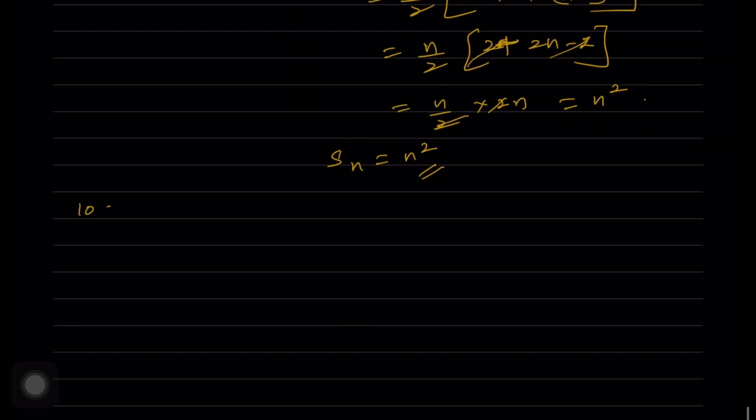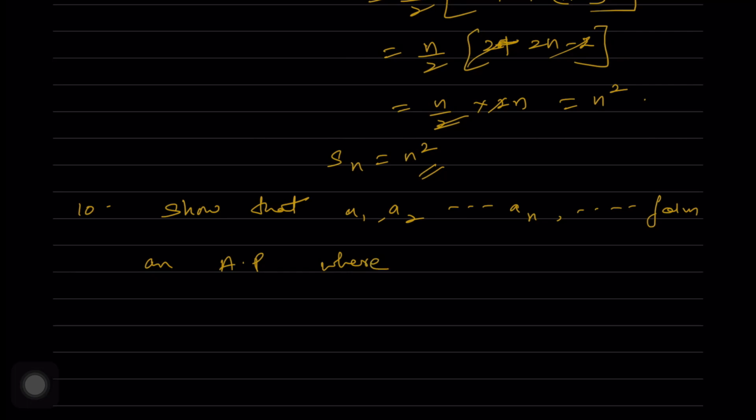Now going to the 10th one: show that a1, a2, and so on, an, and so on, form an AP where an is defined as below.